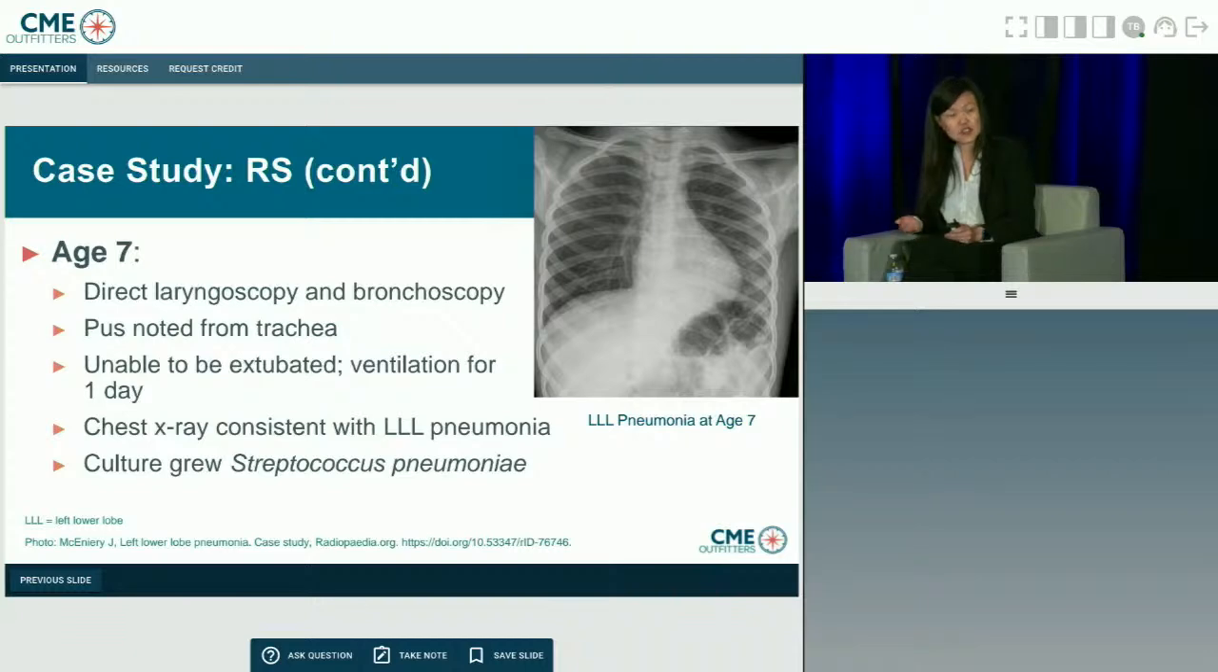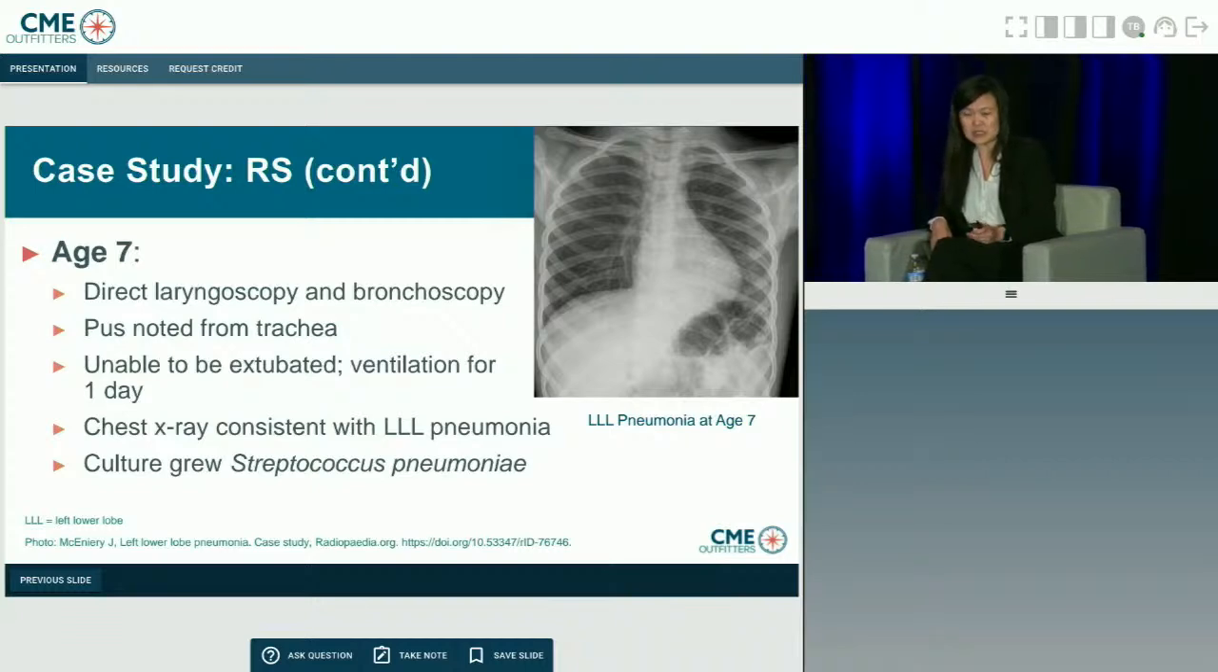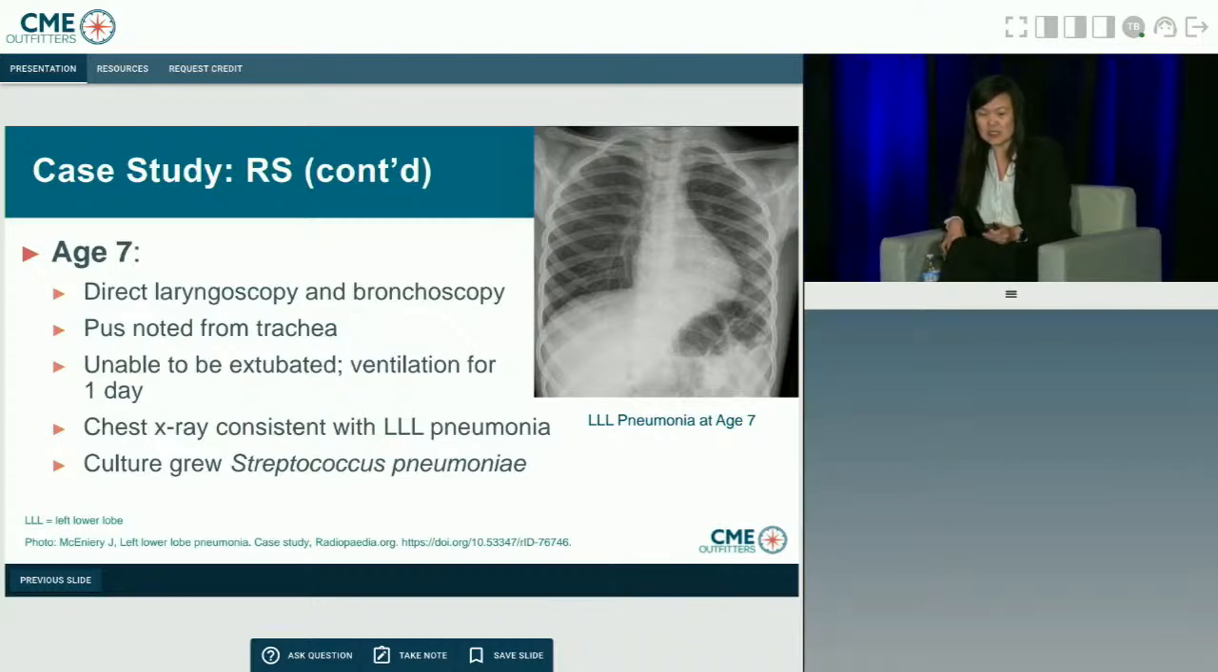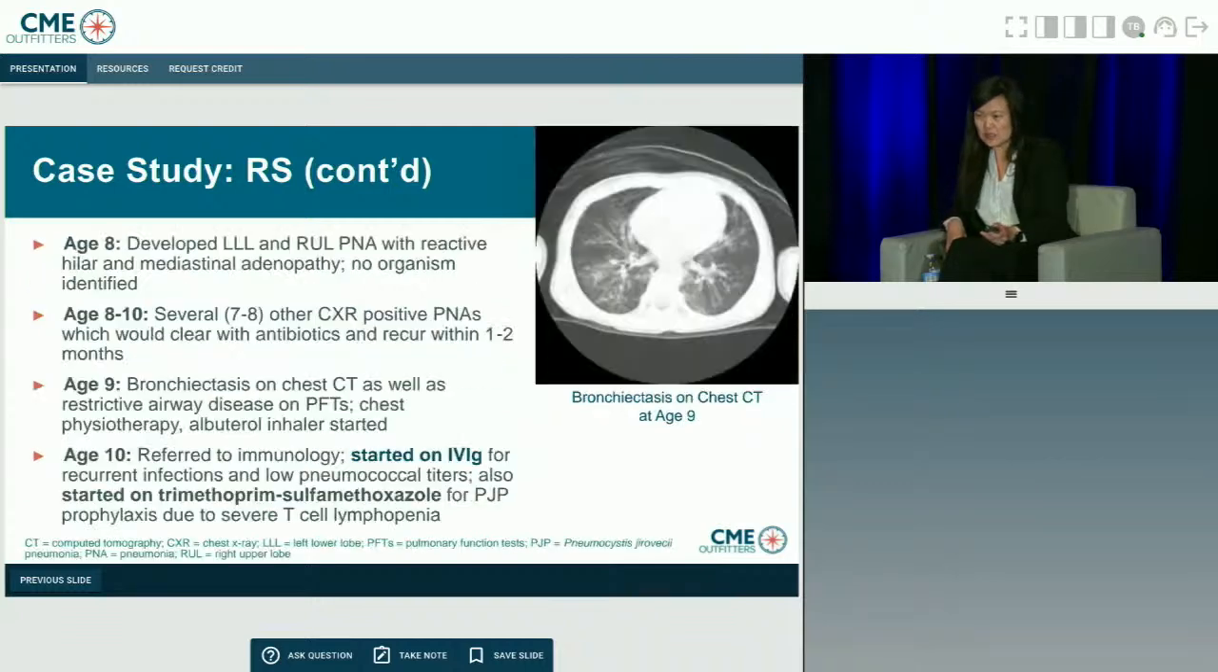And then when he came in just routinely for another scope after this pneumonia, they were unable to extubate him. He had so much purulent fluid all throughout his lungs and his trachea. He ended up being ventilated just from this and had a chest X-ray that was consistent with pneumonia. And he grew strep pneumo peripherally as well as from BAL. So that's also a bit unusual. And he continued to have significant pneumonias.